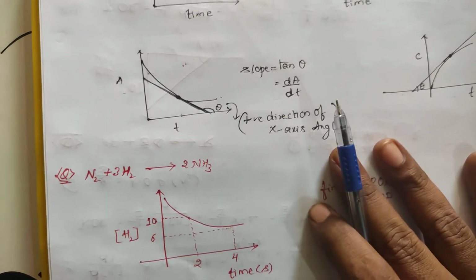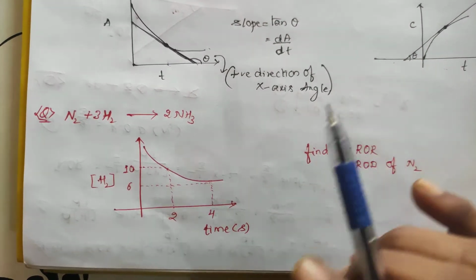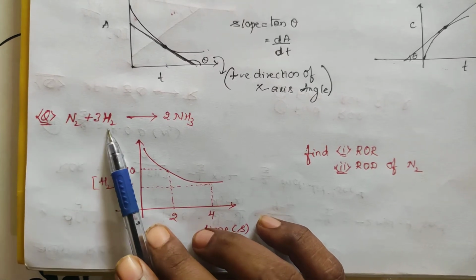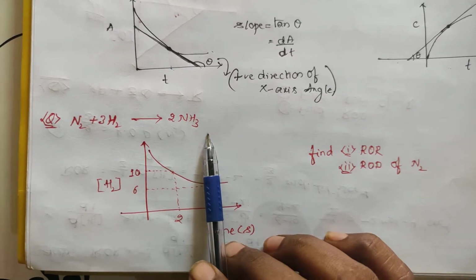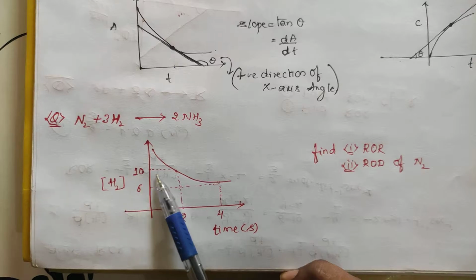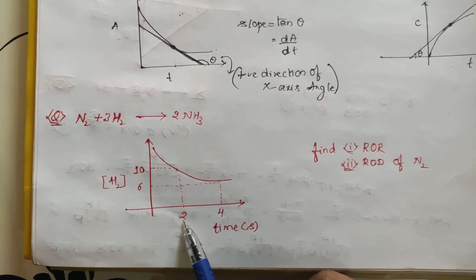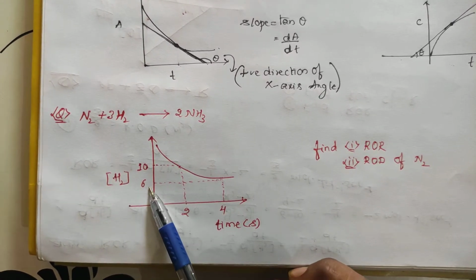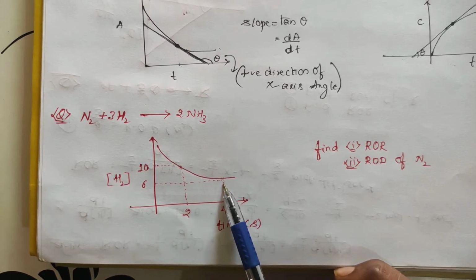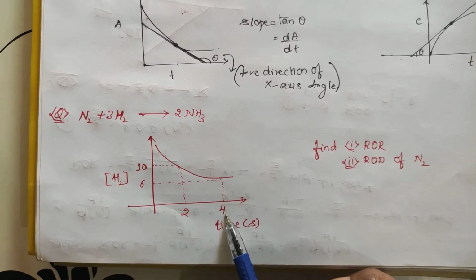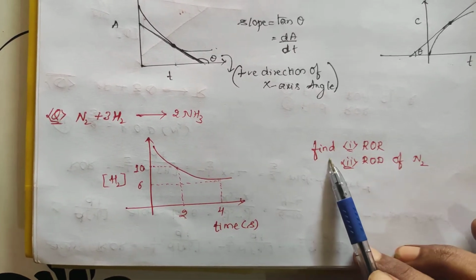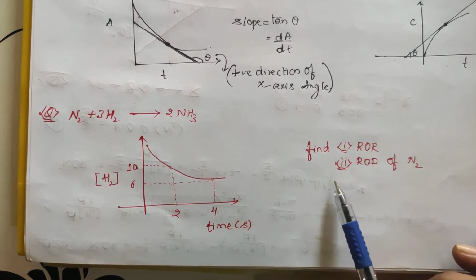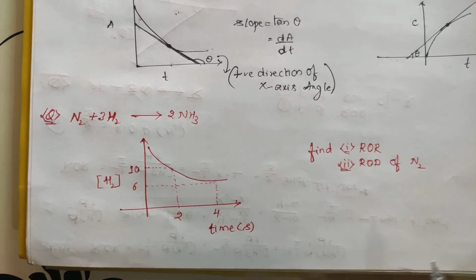Okay, so I am presenting a question here. N2 plus 3H2 forms 2NH3. The initial point is 10 at time 2 seconds. Here it is 6, and at some other point of time it is 4. The question is: find the rate of the reaction, and find the rate of disappearance of N2.